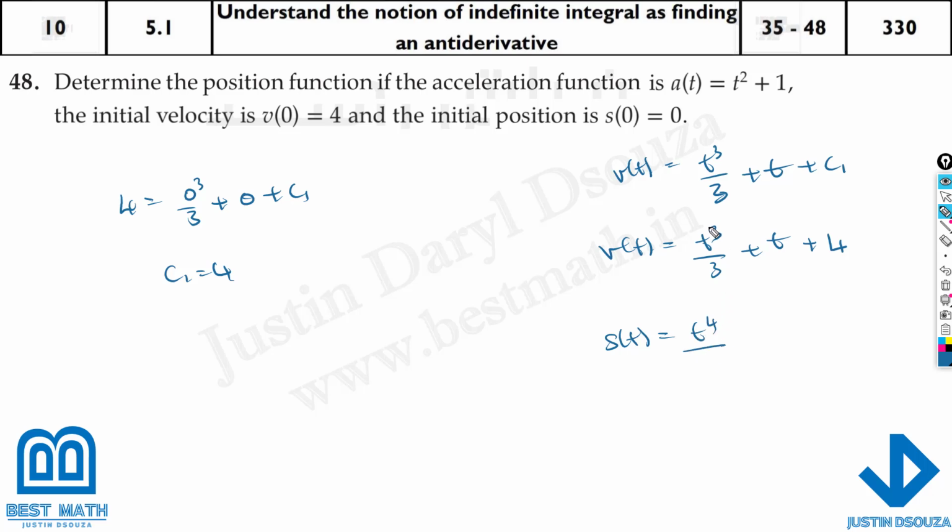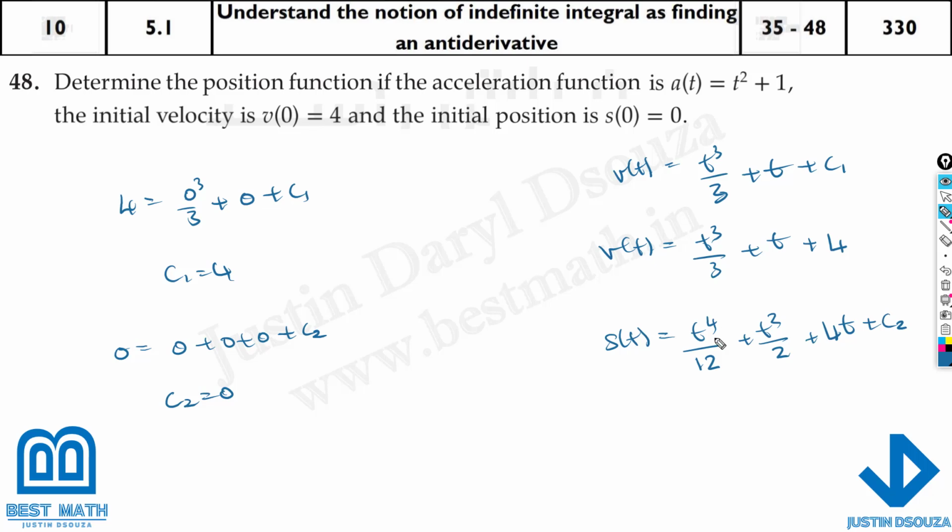It'll be t to the power 4 by 3 times 4, which will be 12. I'm directly writing it over here, and it's t power 2 by 2 plus 4t plus c2. And now let's solve this one. It's 0 is equal to 0 plus 0 plus 0 plus c2. So c2 is equal to 0.